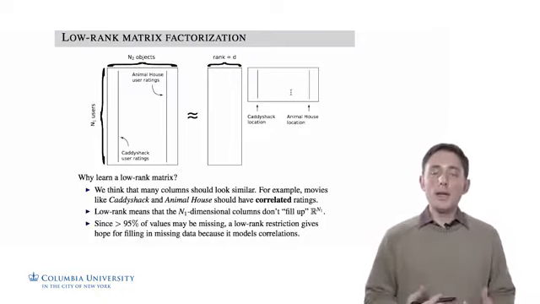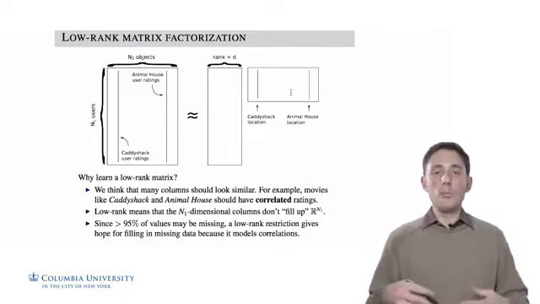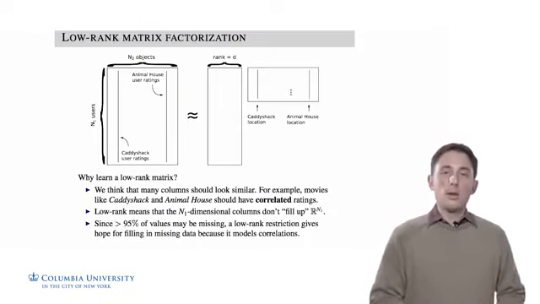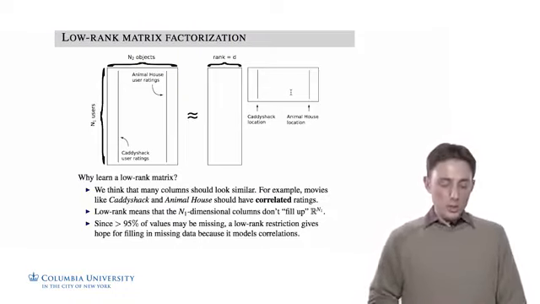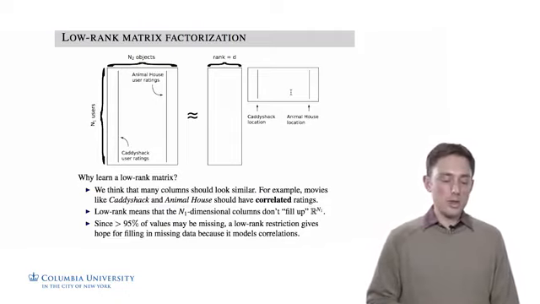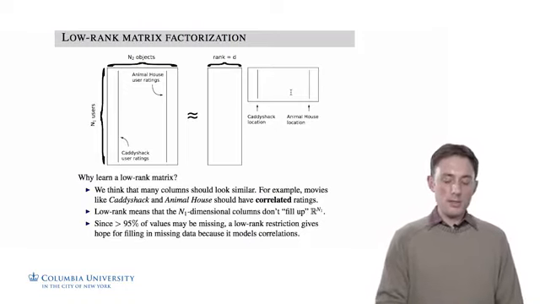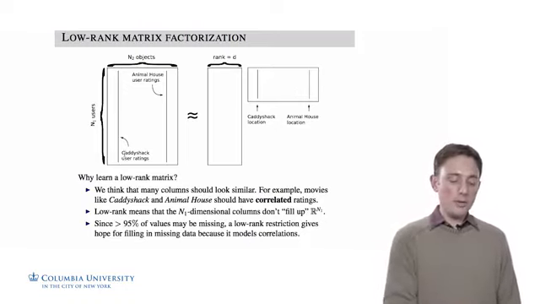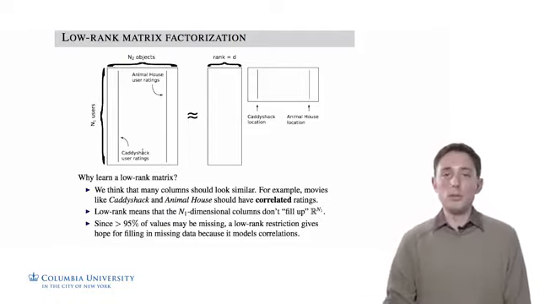Now the question is, why does low rank work? What do we gain by being low rank? I'm just going to go through some of the intuitions here about why we would want to do a low rank matrix factorization. To see this, imagine that we have two movies. We have the movie Caddyshack and we have the movie Animal House. The movie Caddyshack corresponds to this column, and this is the column for the movie Animal House. And every other column corresponds to some other movie.